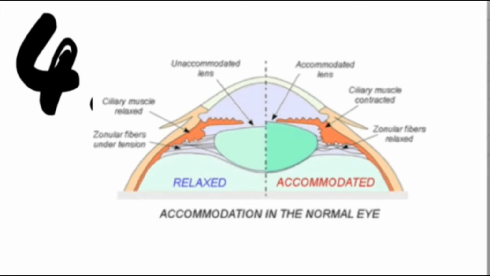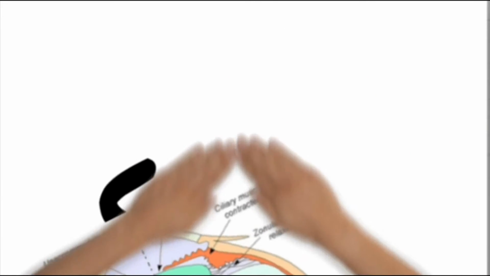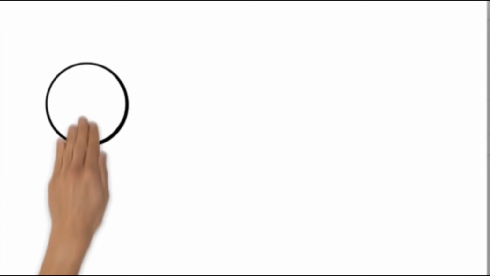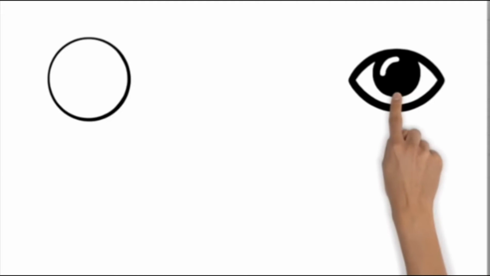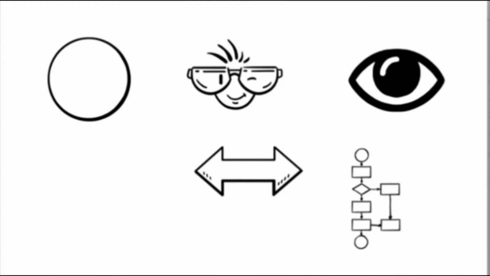Number 4, ciliary muscle. The ciliary muscle is a ring of smooth muscle in the eye's middle layer, vascular layer, that controls accommodation for viewing objects at varying distances and regulates the flow of aqueous humor into Schlemm's canal.